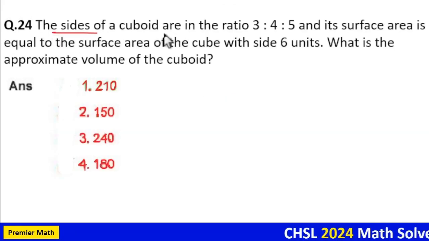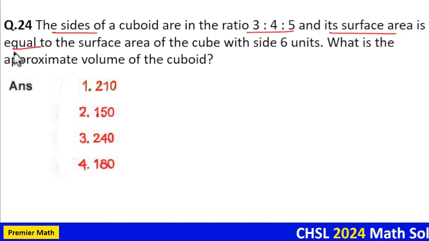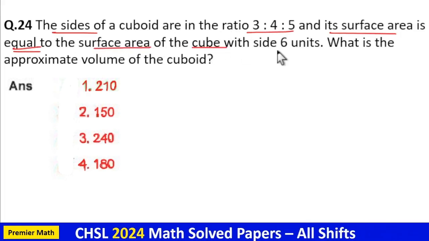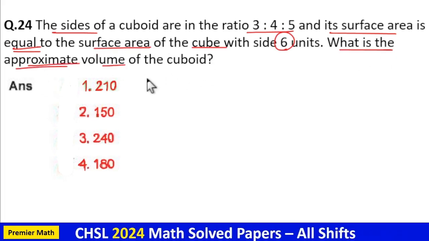The sides of a cuboid are in the ratio 3:4:5. Its surface area is equal to the surface area of the cube with side 6 unit. What is the approximate volume of the cuboid?